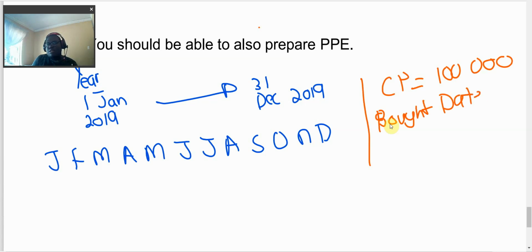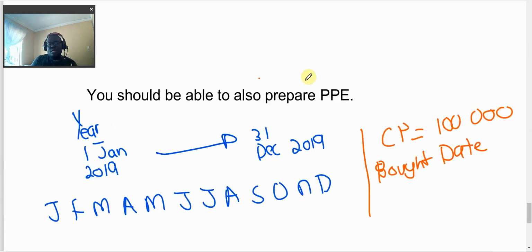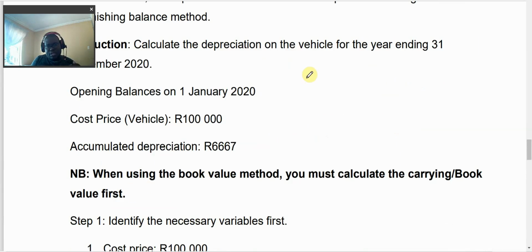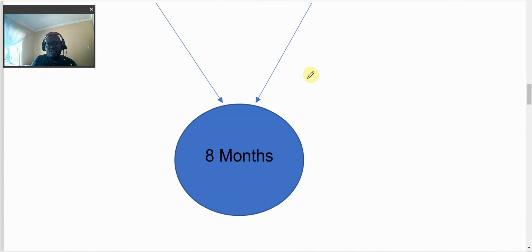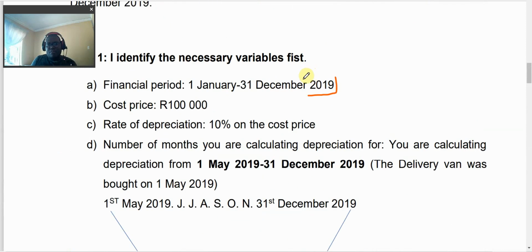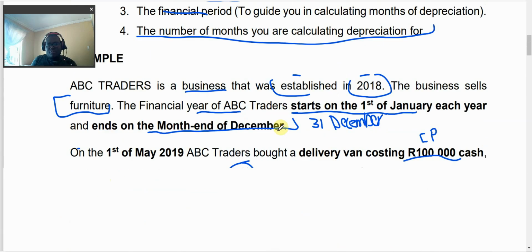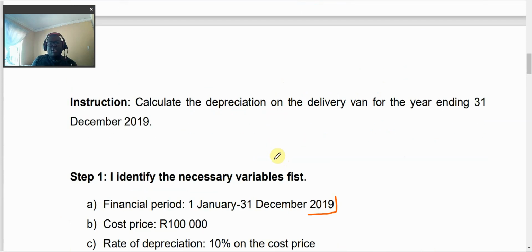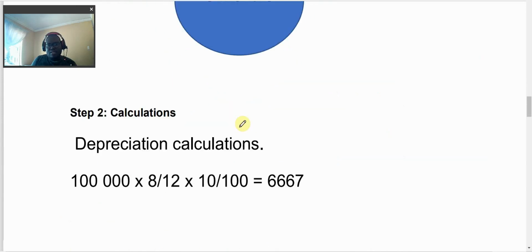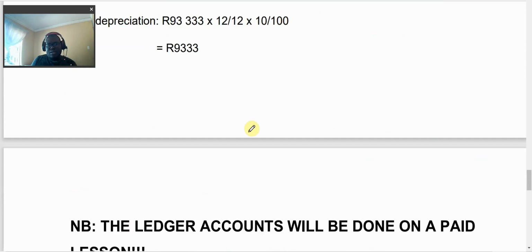When was it bought? We need to be able to identify that. They told us on the information that they bought the delivery van on the 1st of May 2019. So it means you are calculating from 1 May to 31 December, right? So we're gonna go there.